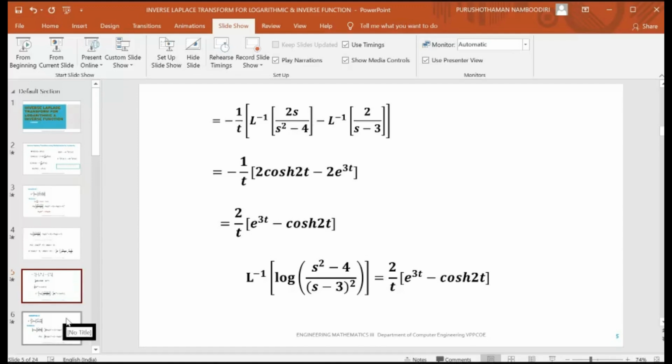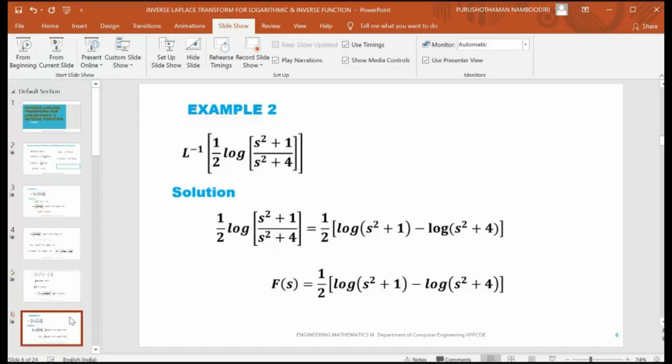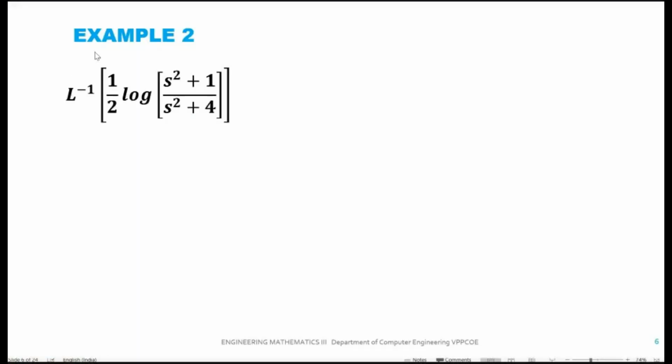Okay, fine. Next problem. L inverse of 1 by 2 log of s square plus 1 upon s square plus 4.